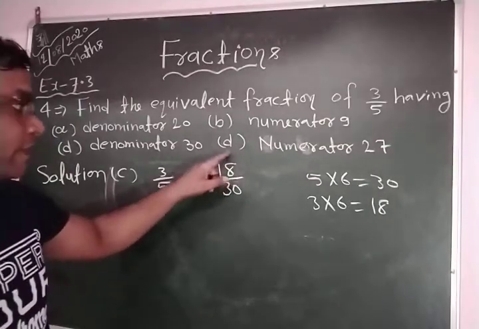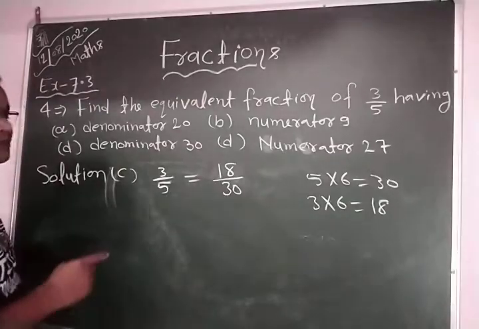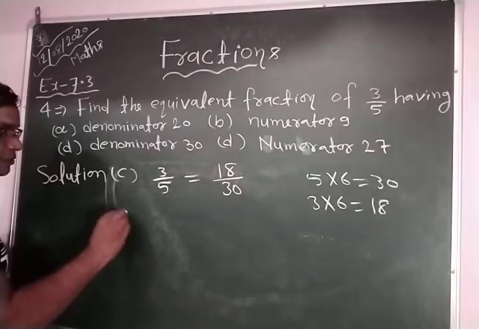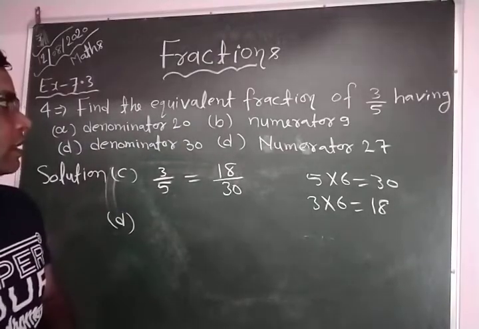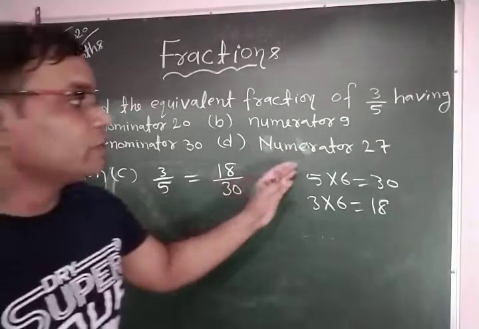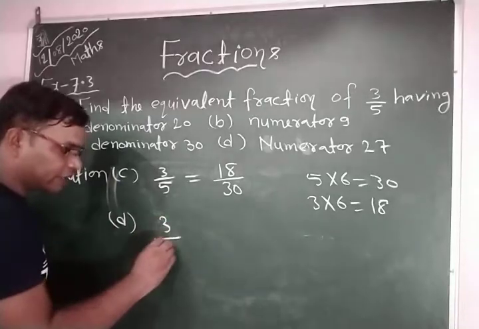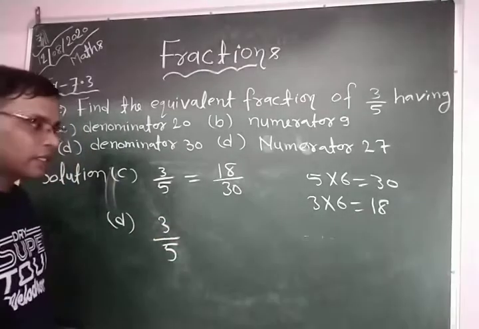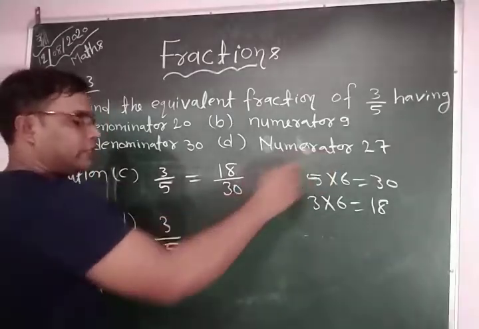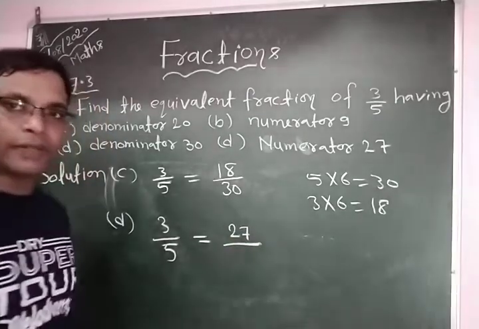Okay, so the required fraction is 18 by 30. Now the next part, this is D part. D part is given: we find the equivalent fraction of 3 by 5 whose numerator is 27. Here you can see the given fraction is 3 by 5, and the given numerator is 27. Here you find the denominator of this fraction.